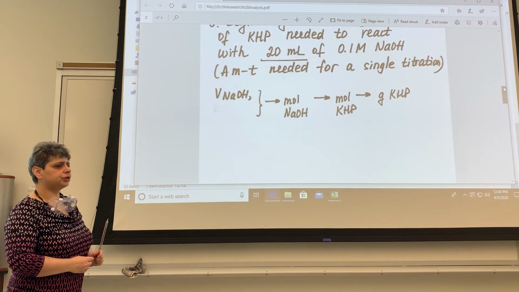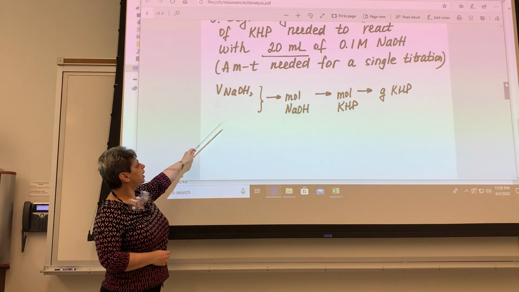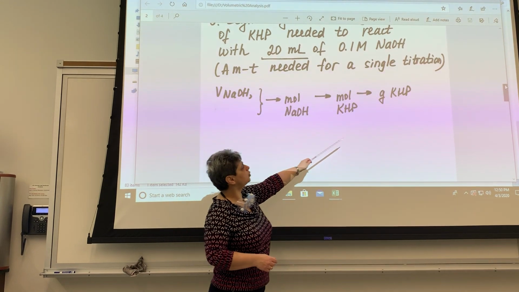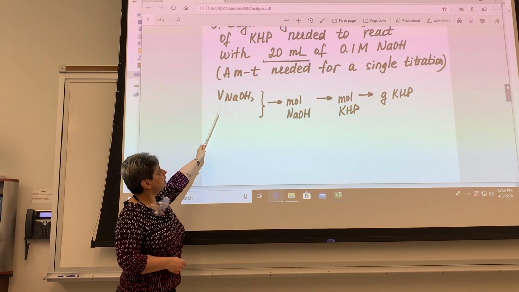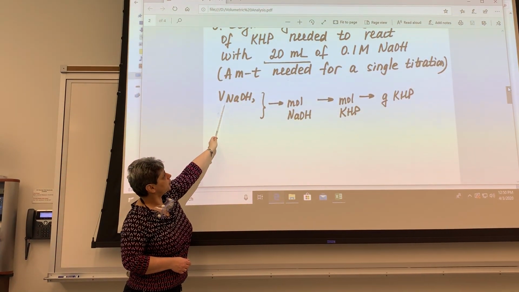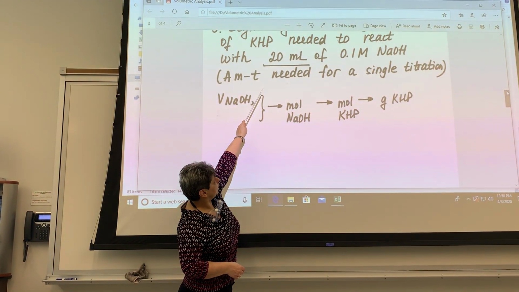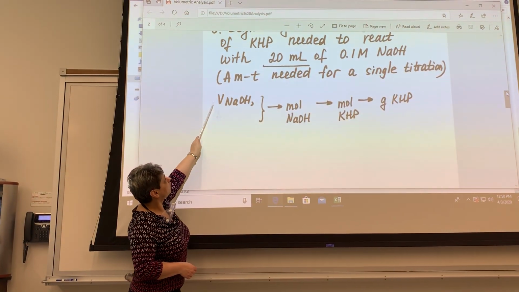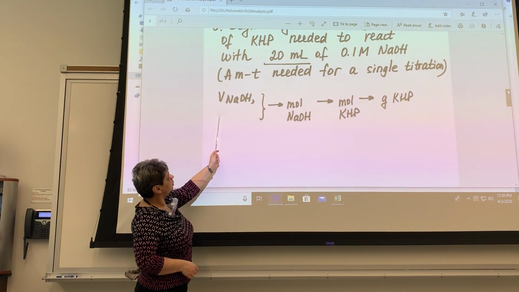So what you're going to do in your report sheet is start by finding how many grams of KHP would be theoretically needed for titration. You're going to make a couple of assumptions here. First assumption is that the volume of NaOH needed will be 20 milliliters, as you can see right up there. So volume of NaOH here will be equal to 20 milliliters.